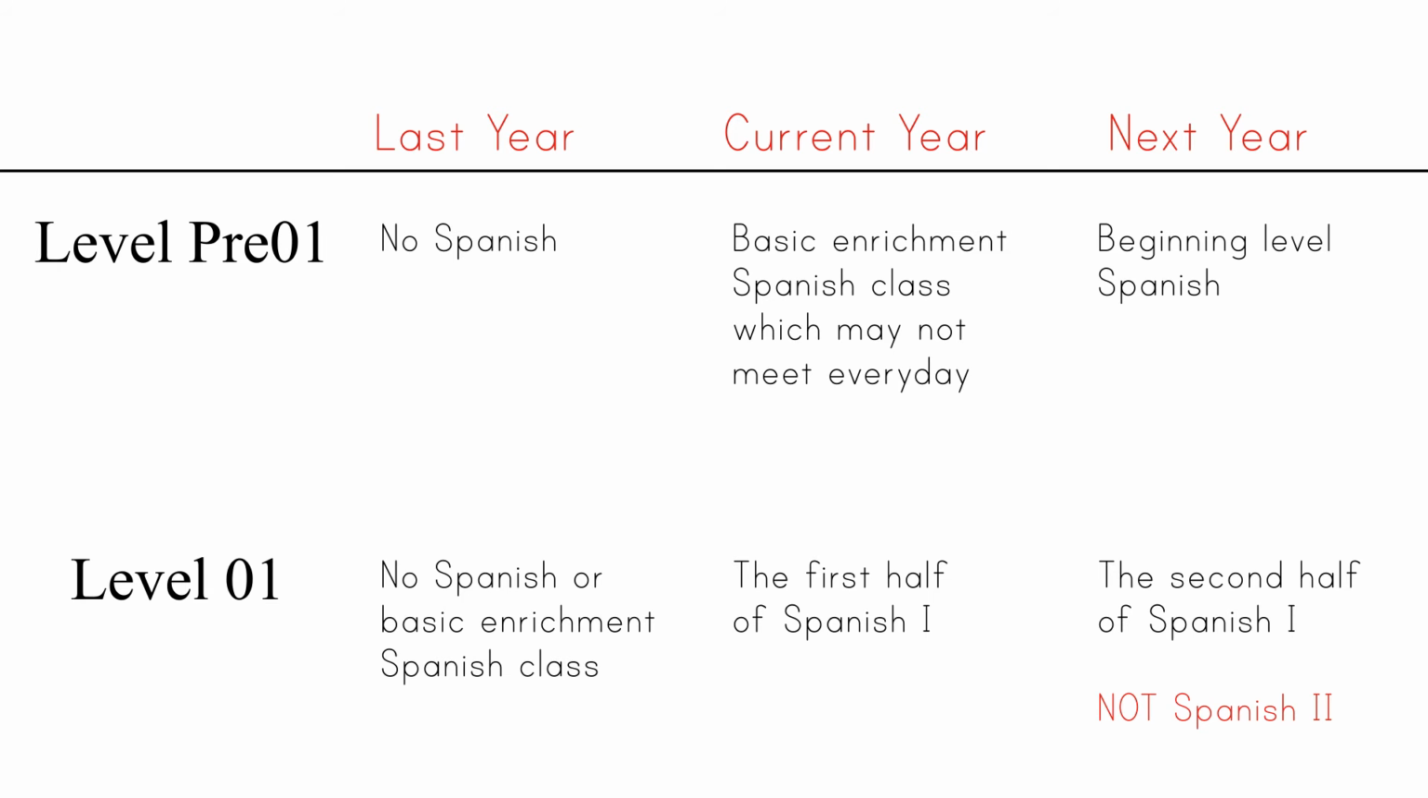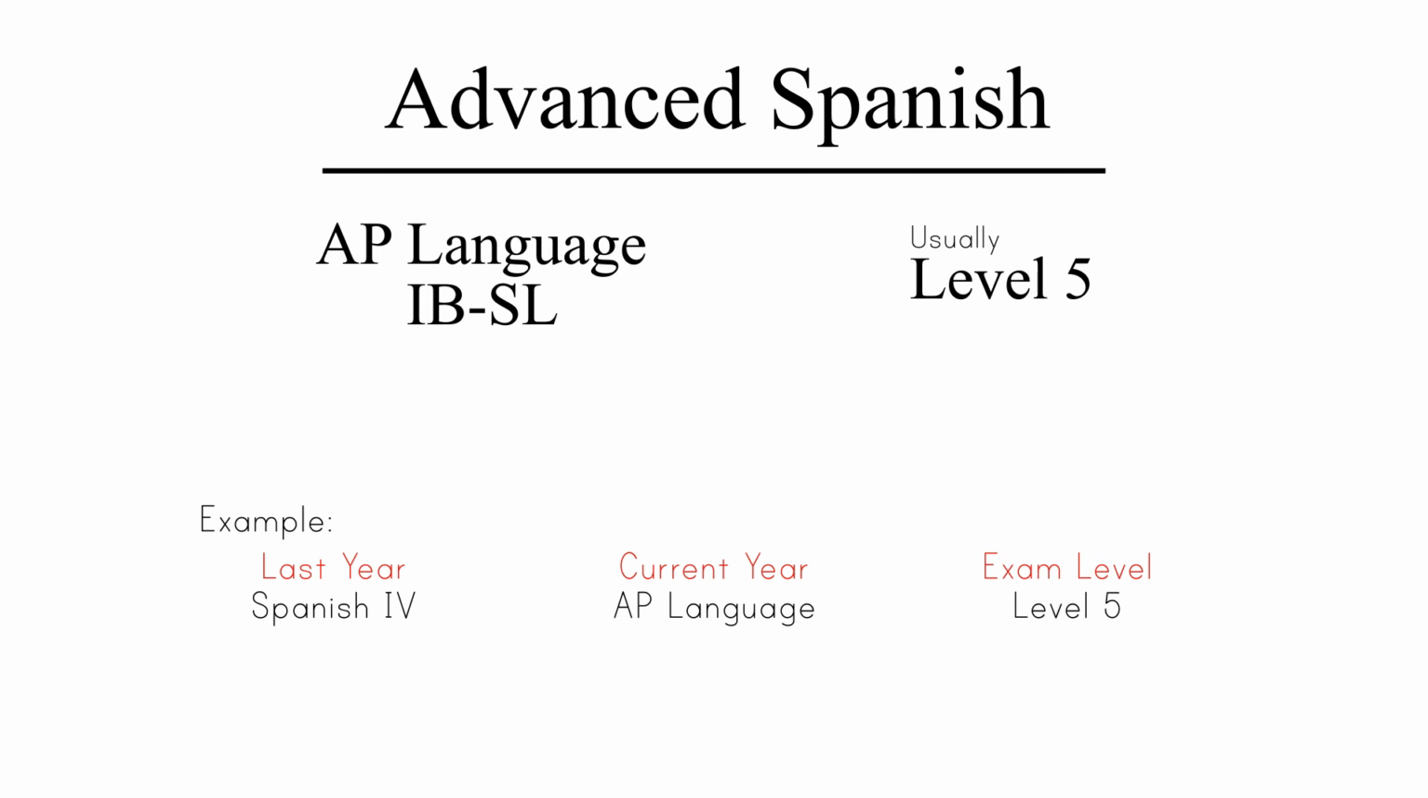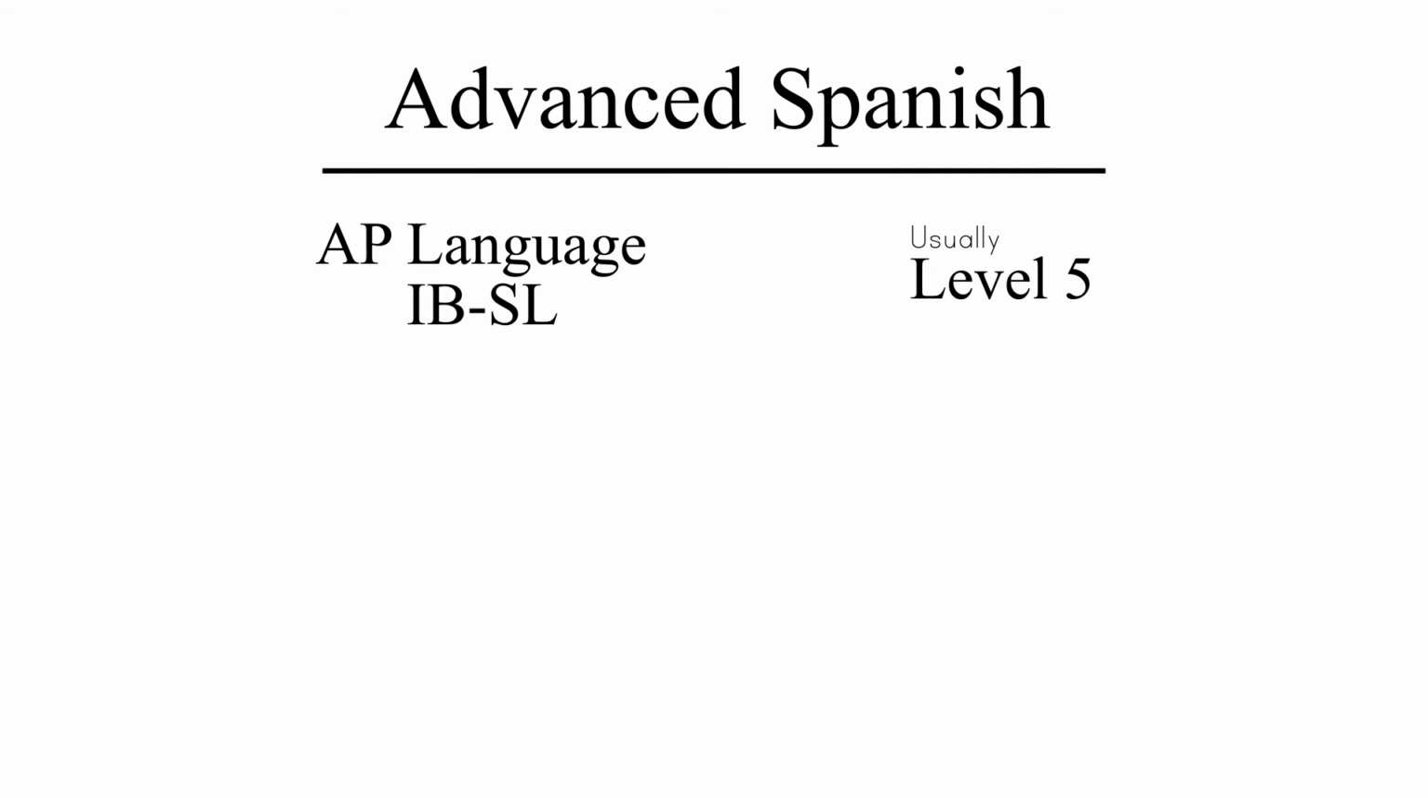A student enrolled in a course labeled AP Language or IBSL should register to take the current year's NSE exam at one level higher than the course in which she was enrolled the previous year. For example, a student who is enrolled in AP Language this year and took Spanish 4 last year would sit for the Level 5 exam this year. Under no circumstance may an AP Language or an IBSL student take the NSE at lower than Level 4.